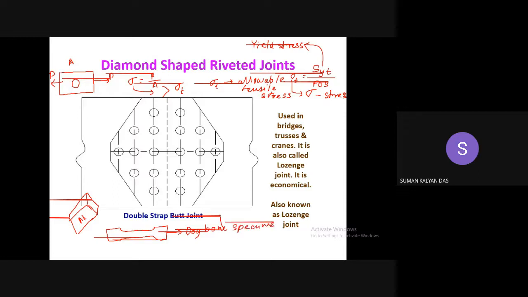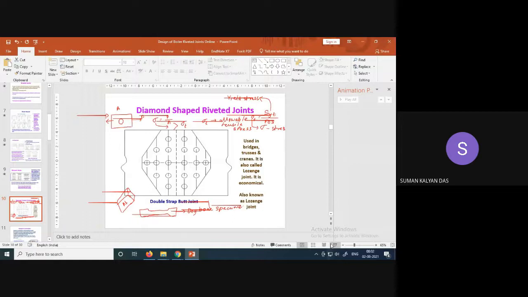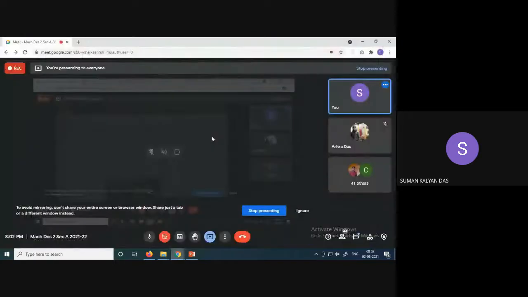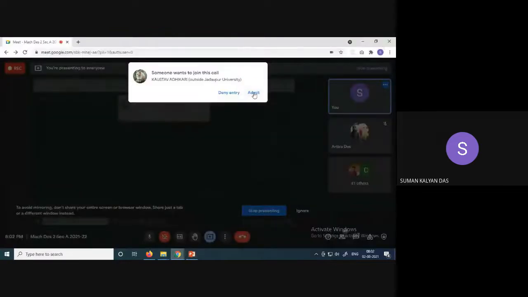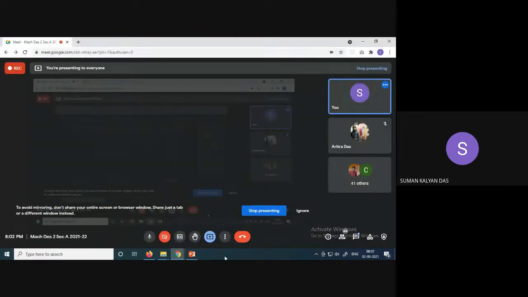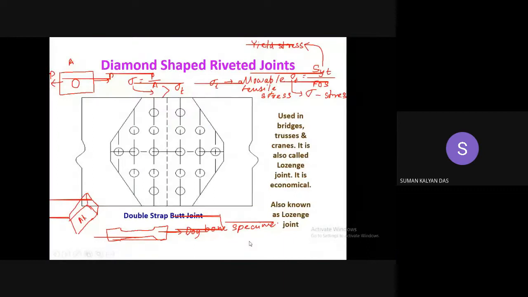So this specimen again, somebody is trying to join. Please let me join him first. Oh, but this will go out. Let him wait. Oh, okay, it does not go out. No, okay. Yeah, but why is he joining so late? Acha, ঠিক আছে.